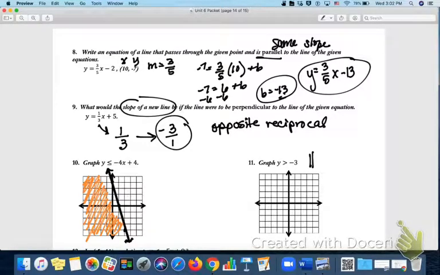Number 11, graph y is greater than -3. Because I have y only, that's going to remind me that I have to do a horizontal line. So I'm going to plot a point at -3. I'm going to draw a horizontal line. Because I have a greater than symbol, it's going to be dotted or dashed. And then it says greater than, so I want to shade all the numbers that are greater than -3, so that's going to be above.